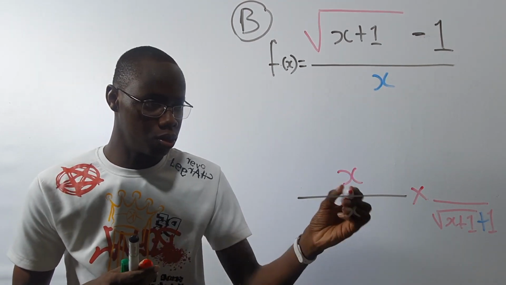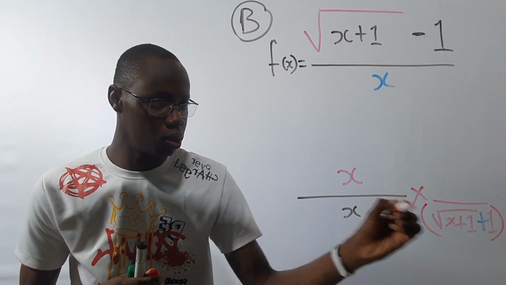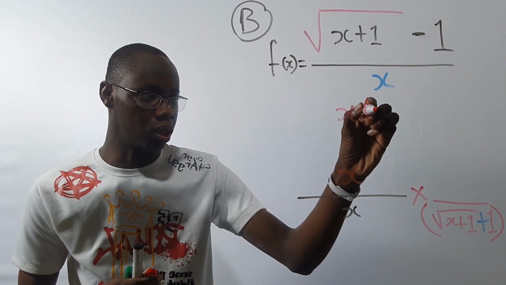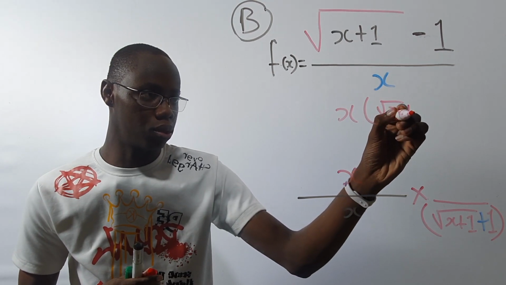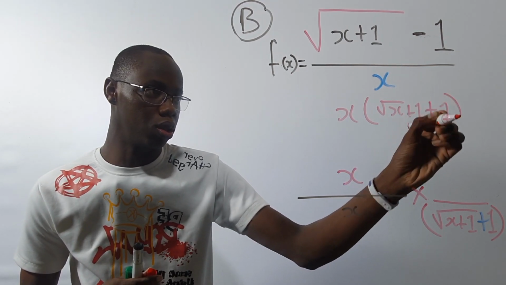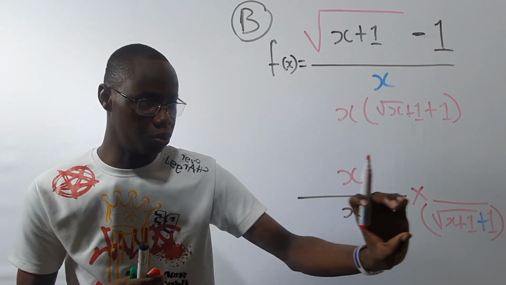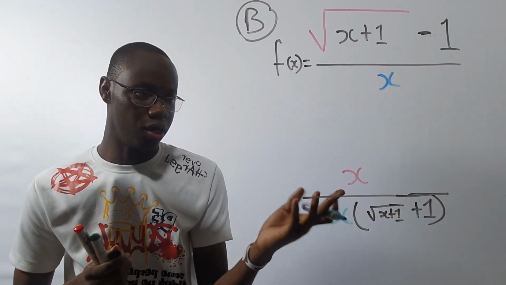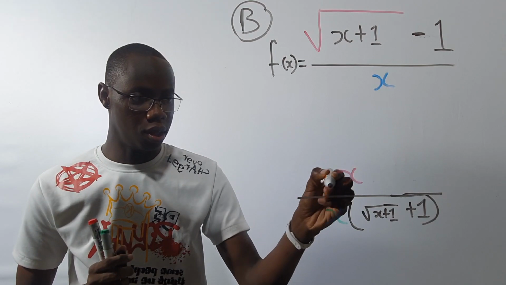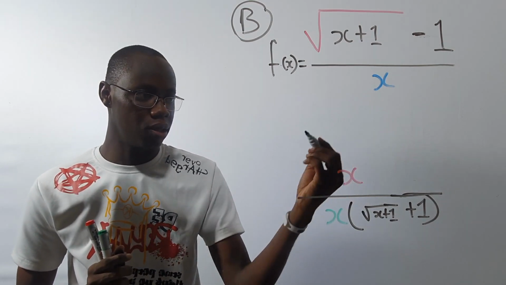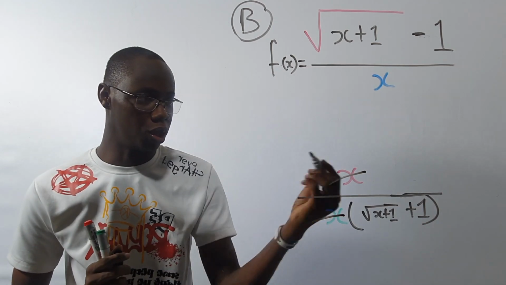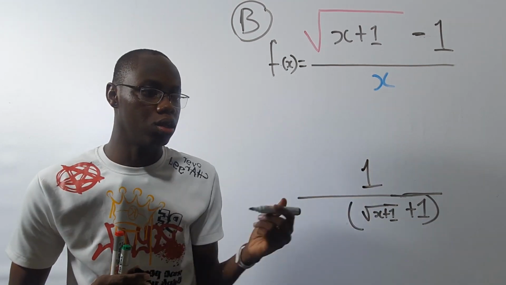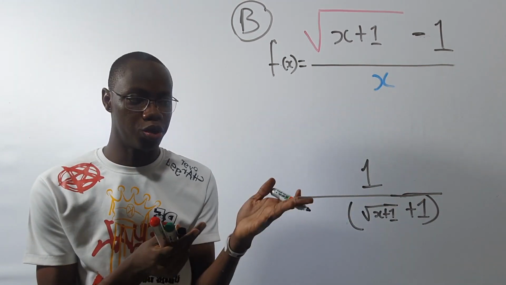What about the denominator? If I multiply x by everything here, I get x multiplied by root x plus 1 plus 1. So the denominator becomes everything here. If you don't know how I got this x, just watch the video again and again and you'll get it. Now this is the final result. All we need to do is cancel out x. This x dies with this x, and we are just left with 1 over everything here. This is the new expression that we work with.